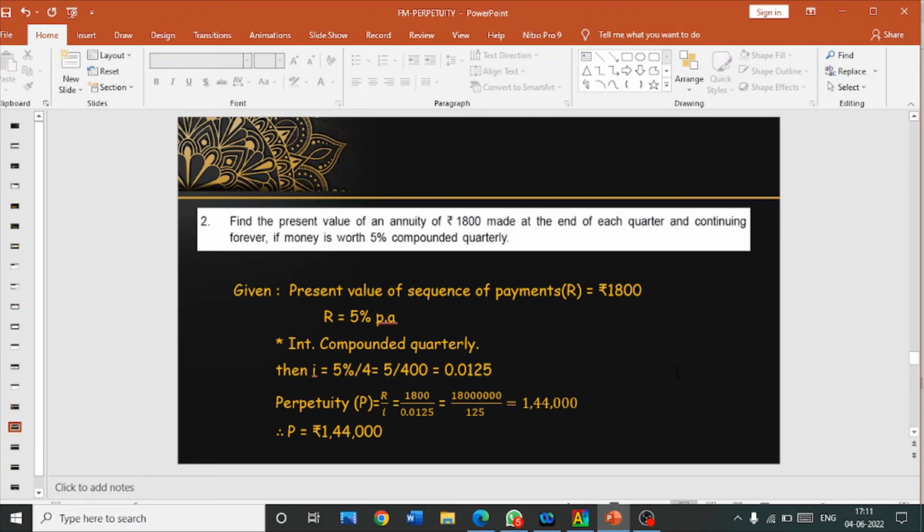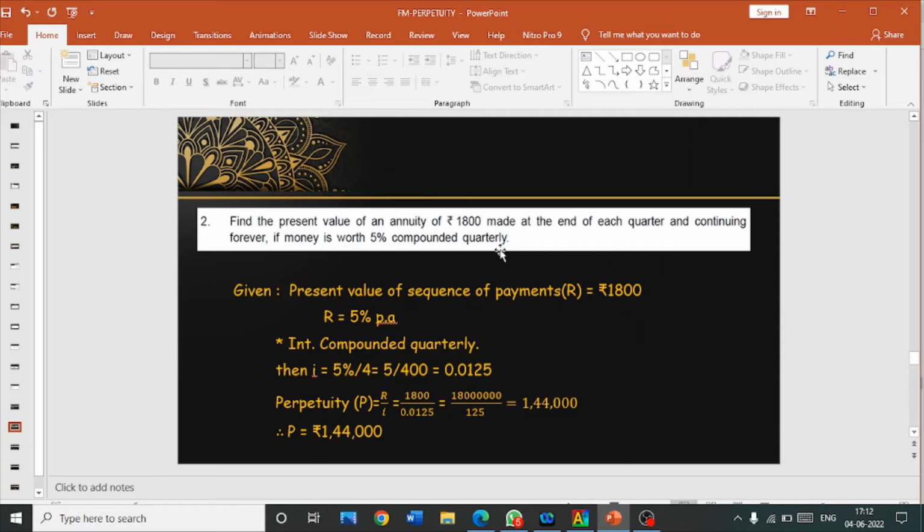Question 2 in the same exercise. Find the present value of an annuity of rupees 1,800 made at the end of each quarter and continuing forever, if money is worth 5% compounded quarterly. So annuity means the perpetual amount which you will be getting is 1,800. Cash flow is 1,800. Payment will be made at the end of each quarter.